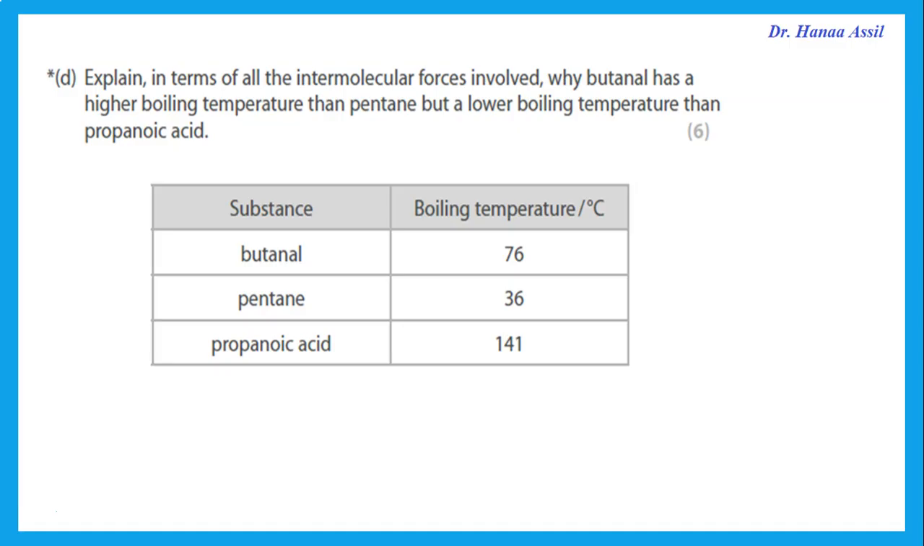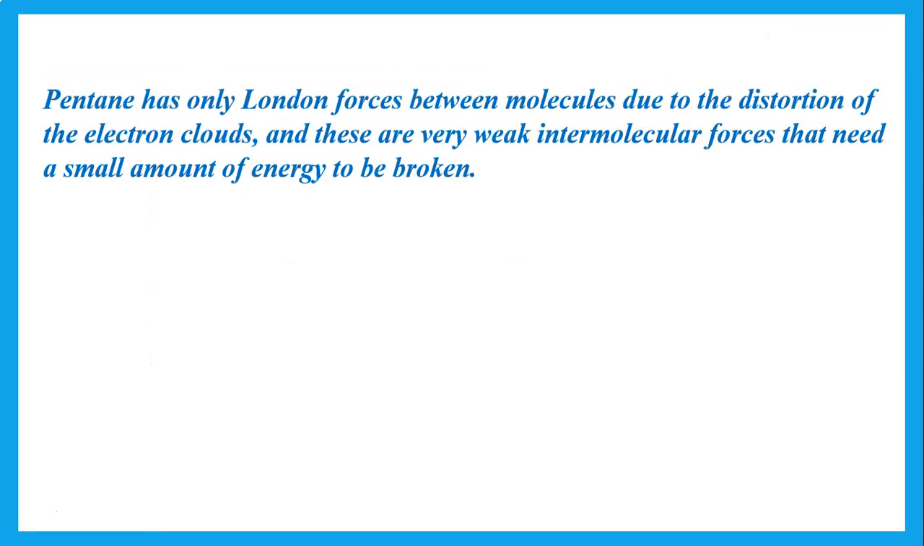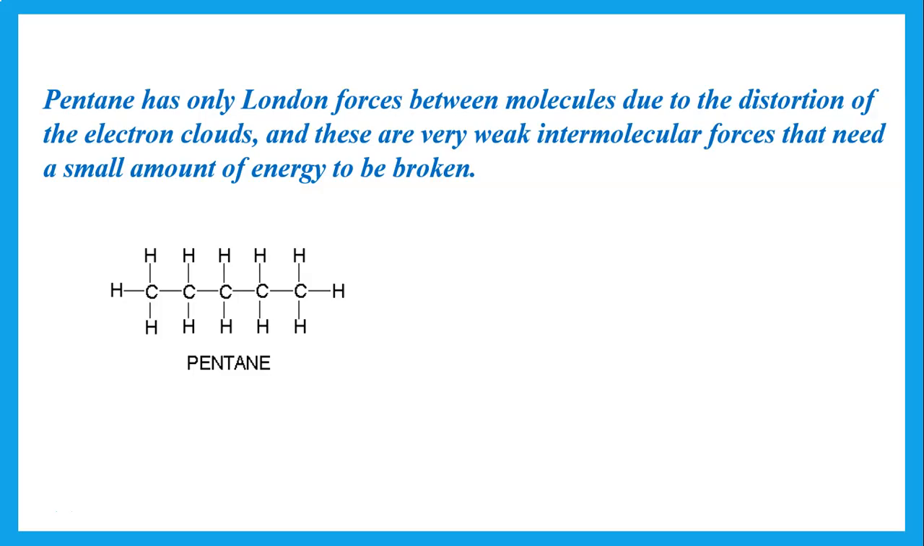Explain in terms of all the intermolecular forces involved why butanal has a higher boiling temperature than pentane, but a lower boiling temperature than propanoic acid. So you need to explain all the intermolecular forces for each of them. So let's take a look at pentane. You should realize that pentane is an alkane, so it has only London forces between molecules due to the distortion of the electron clouds. Now, these London forces are very weak intermolecular forces and need a small amount of energy to be broken, and that's why it's less than butanal.